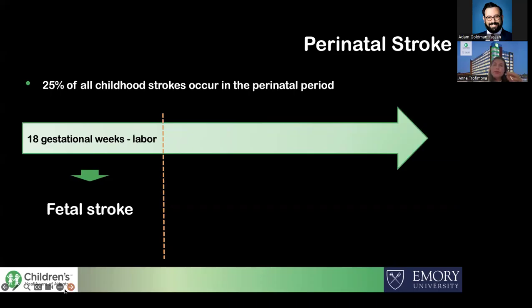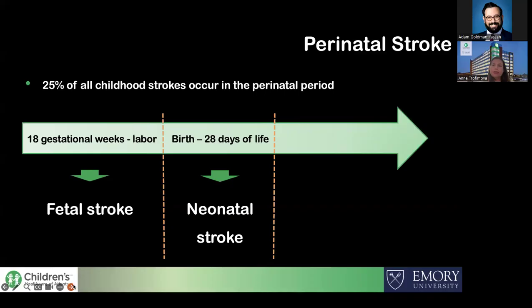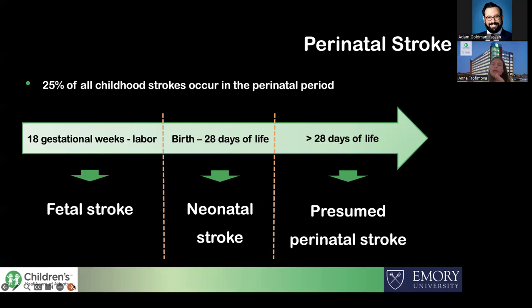The next group that we're going to see in the perinatal stroke is the neonatal stroke, and this is the stroke that is confirmed to happen between birth and the first 28 days of life. And finally, there is also the term presumed perinatal stroke, used when the stroke is identified after the 28 days of life, but is presumed to have happened during the perinatal period.